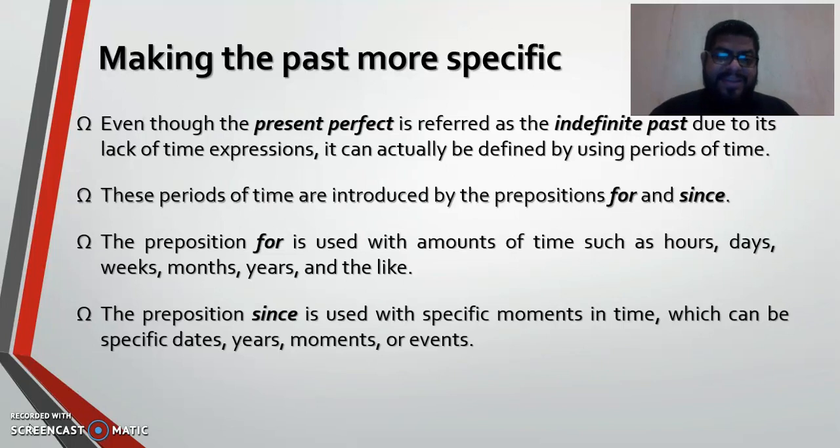The preposition for is used with amounts of time such as hours, days, weeks, months, years, and the like. For example, 3 hours, 4 days, 6 weeks, 8 months, 10 years, and so on. The preposition since is used with specific moments in time, which can be specific dates, years, moments, or events. For example, January 5th, 2007, when I met my wife, since I was a kid, since I got married, since I graduated, or something like that.